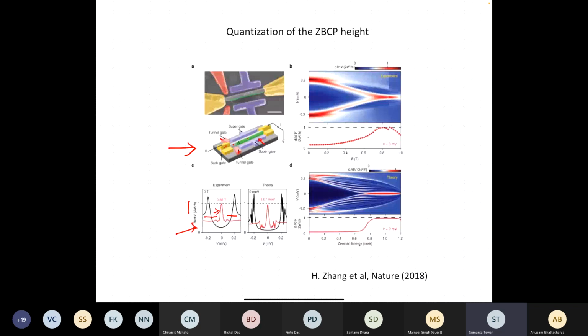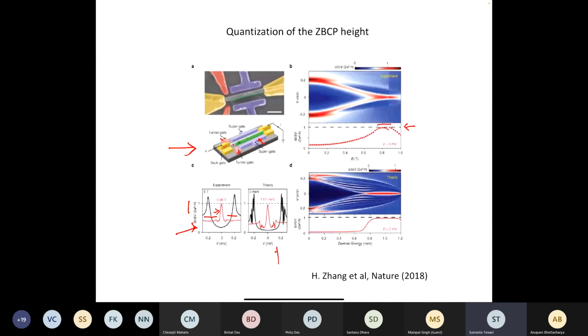Yeah. So this is theory. And as you can see, this dI/dV peak height is 2e²/h. So the scale is 1. So it's about 0.8 Tesla. That's where it becomes 2e²/h, and then it seems to stay at 2e²/h.